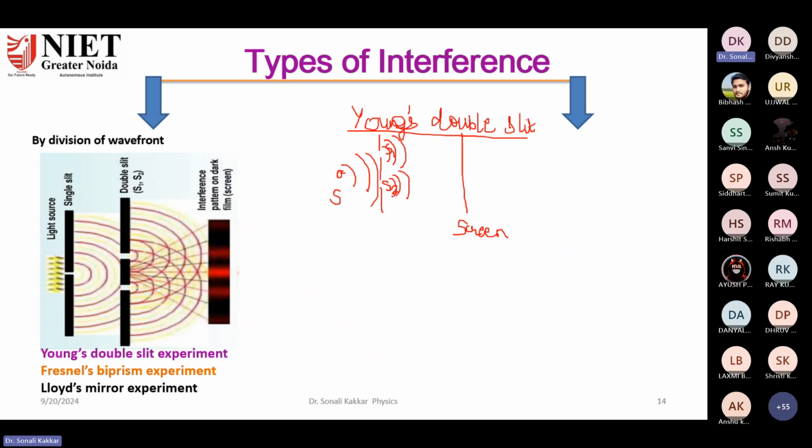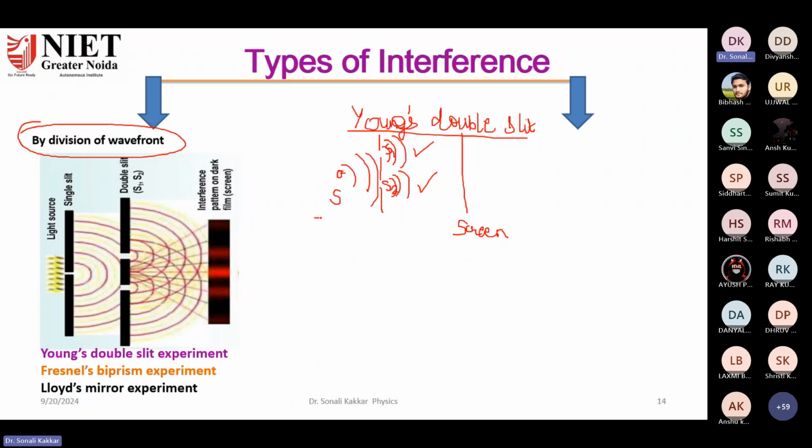S2. These secondary wavefronts, they are coherent to each other because they are obtained from the primary wavefront, from a single wavefront. Their origin is same. That is why they are coherent to each other, and we can study the interference between these two wavefronts. So that is why it is the type of interference. This is called division of wavefront. You understand why it is called division of wavefront?